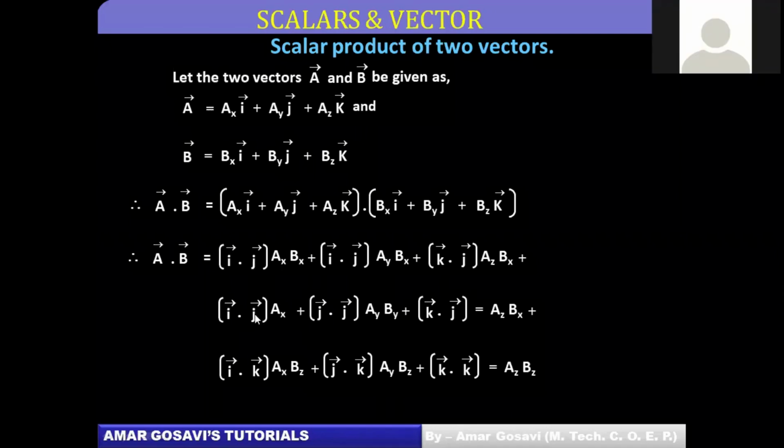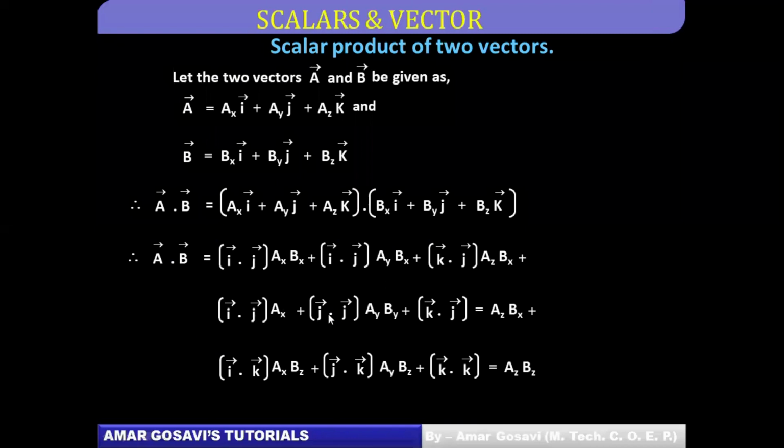I cap dot J cap will be 0. You can put it as 0 over here. J cap dot J cap will be 1. K cap dot J cap will be 0. Here you can see again I cap dot K cap is 0. This is something which you have studied. J cap dot K cap will be 0, but K cap dot K cap will be 1.